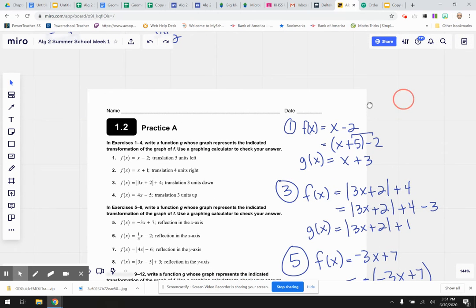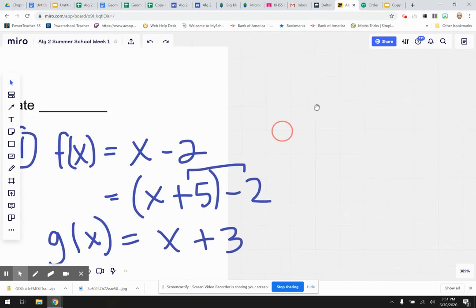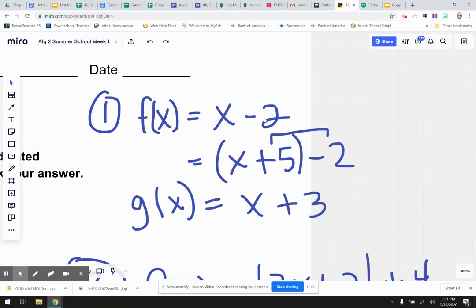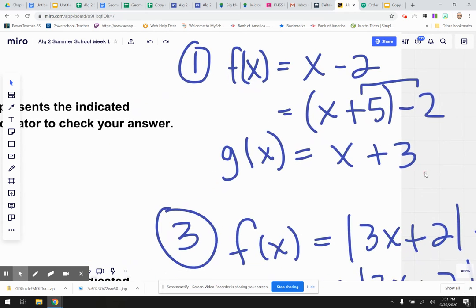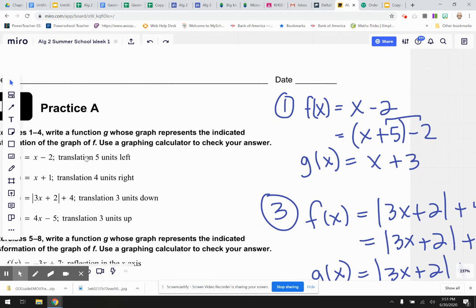So here's how you show your work. First thing you do is you copy number 1 onto the piece of paper. Right below number 1, you follow the problem. It says translation 5 units left. So left means we're going to, inside the x, add 5, because it says 5 left. Left means addition. So adding 5 to the x.